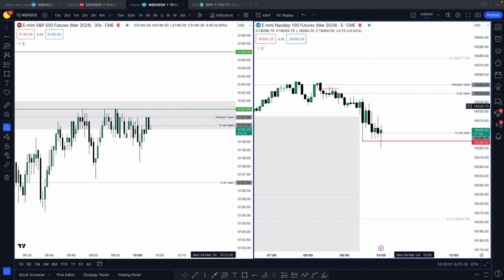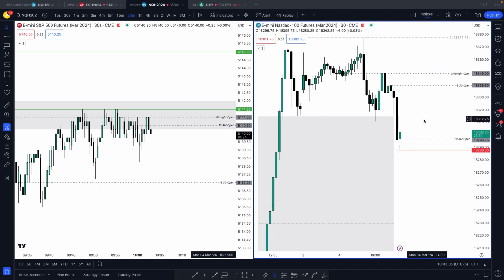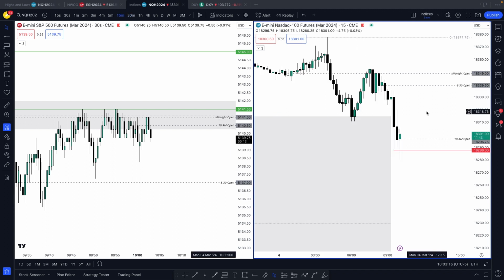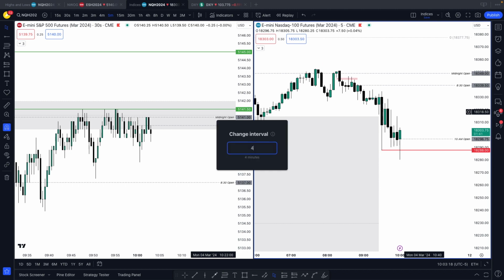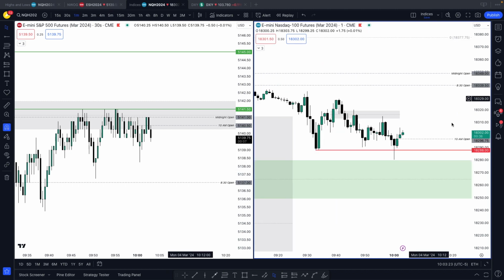Let's see how Nasdaq's developing as well. No real inefficiency to the downside on those lower time frames yet. 30 minute is starting to create an area of inefficiency, but there's still 26 minutes left. So we could still trade up to this candle's high and then there would not be a SIBI there. On the 15 minute, there's nothing. 5 minute, 4, 3, 2, 1.